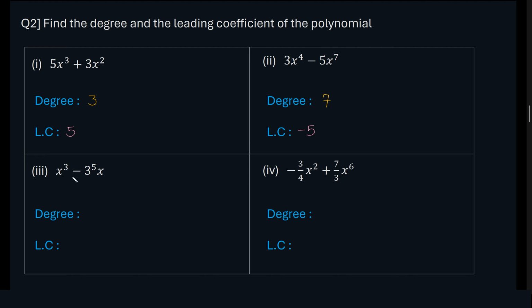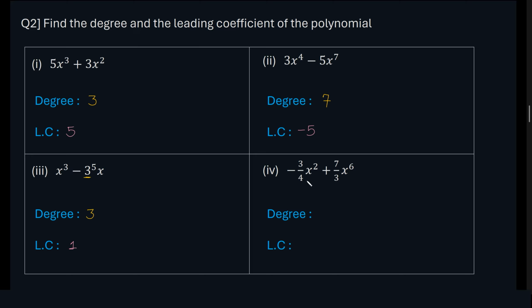Third, x cubed minus 3 to the power of 5x. Again, be careful of trick questions like this. Here it looks like 5 is the degree, but look at its base. It's not a variable. We only look for the powers of a variable. So here the degree is 3, and the leading coefficient is 1.